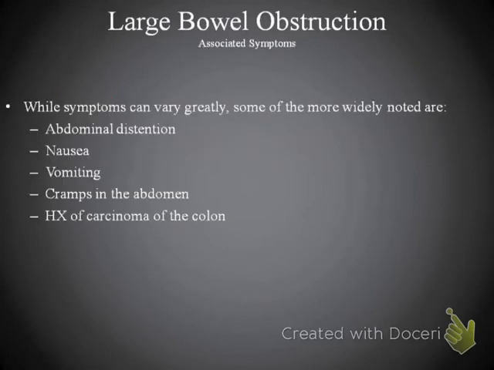So the symptoms of large bowel obstruction. While symptoms can vary greatly, some of the more widely noted are abdominal distension, nausea, vomiting, cramps in the abdomen, and history of carcinoma of the colon. The last point here, the history of carcinoma of the colon, is almost a dead giveaway if the patient is experiencing other symptoms. Because if you have a history of carcinoma in the colon, then it becomes almost assured that you could have a carcinoma that's causing an apple core lesion, restricting the flow of bowel contents.